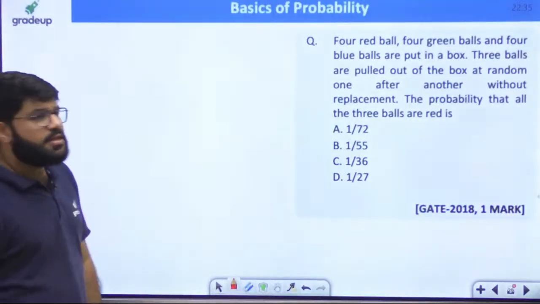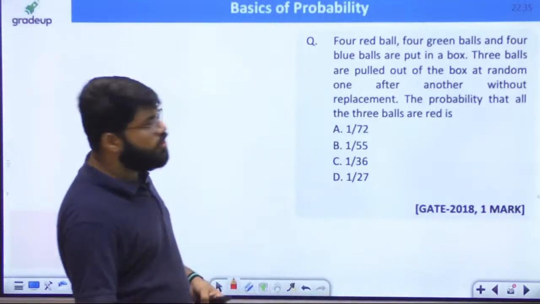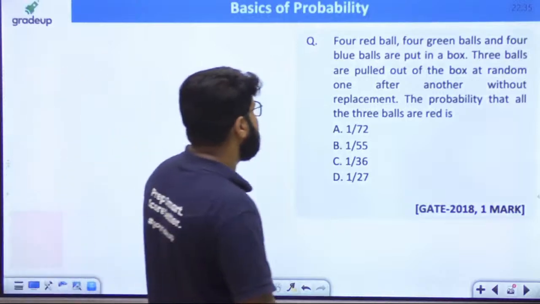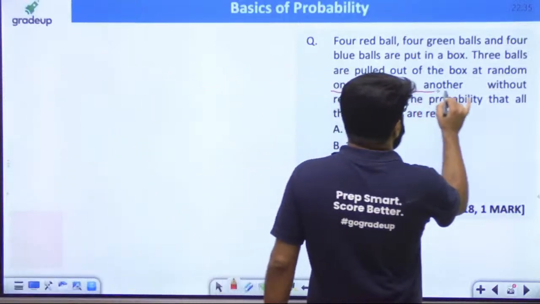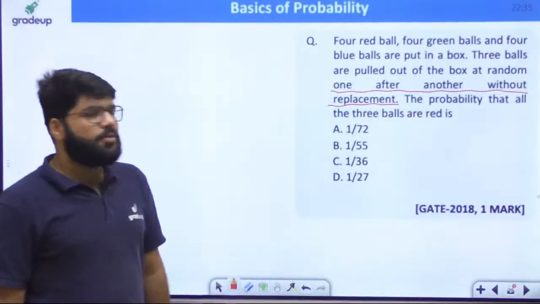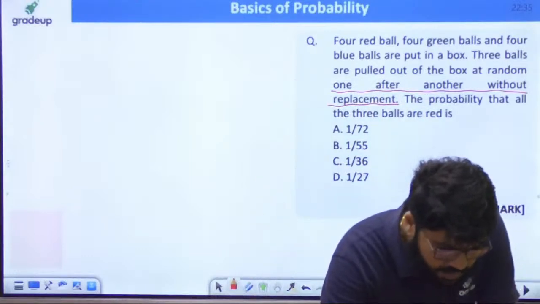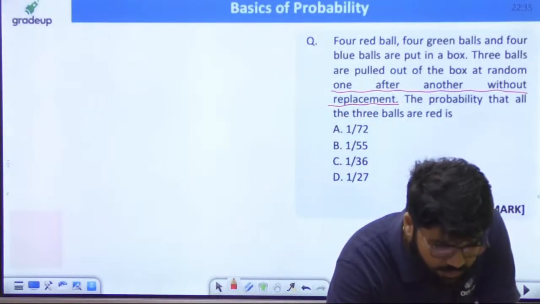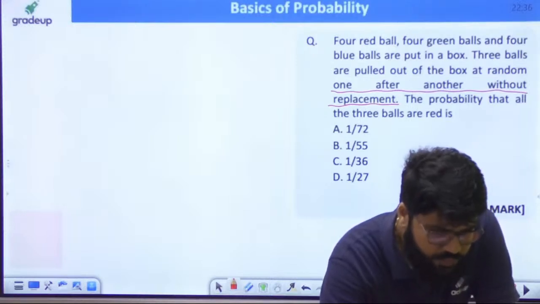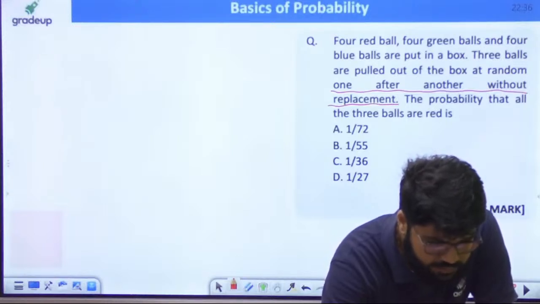4 red balls, 4 green balls and 4 blue balls are put in a box. 3 balls are pulled out of the box at random, one after another without replacement, one by one without replacement. What is the probability that all 3 balls are red? Come on, everybody, come up with the answer. Come on, guys, answer. What is the probability that all the 3 are red?